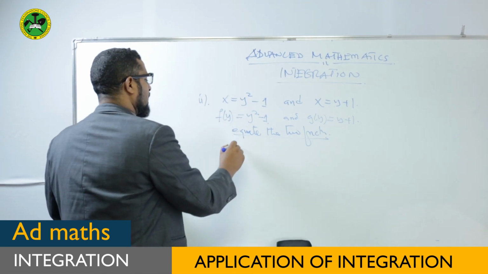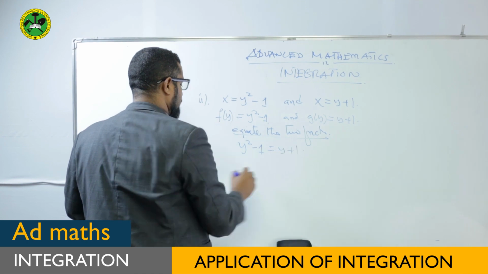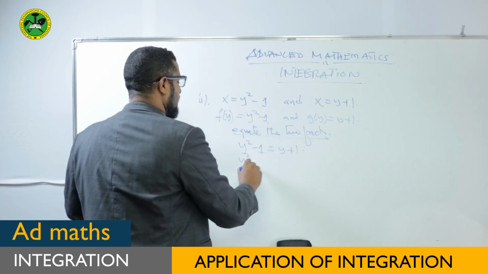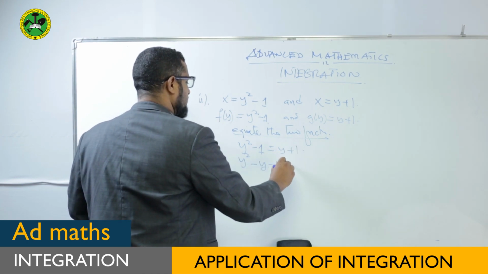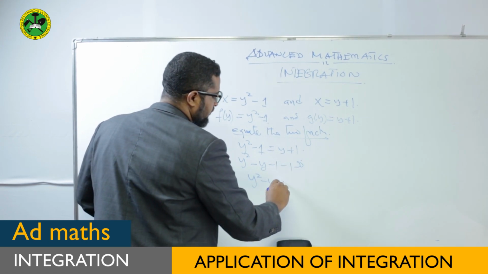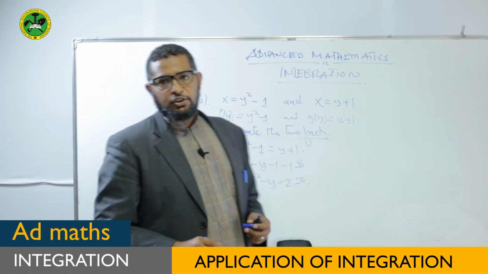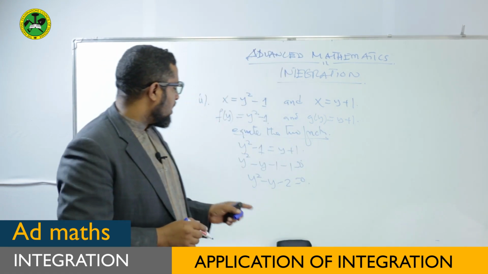So when we equate, we'll be having y squared minus 1 equal to y plus 1. So it is y squared minus y minus 1 minus 1 is equal to 0. So y squared minus y minus 2 is equal to 0. So that is our quadratic.